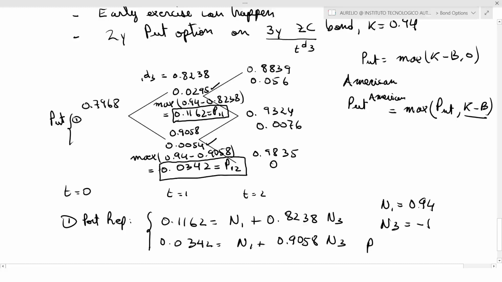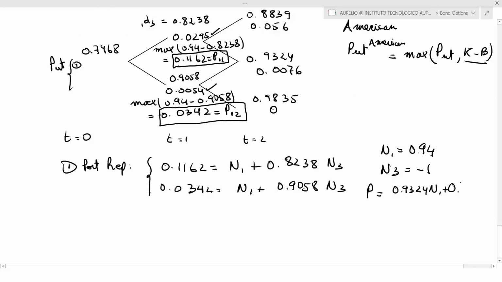Hence, the price of this put would be equal to 0.9324 N1 plus 0.7968 N3. Hence, it's equal to 0.079656. So the first price coming from portfolio replication is 0.079656. And now I could also exercise my option.